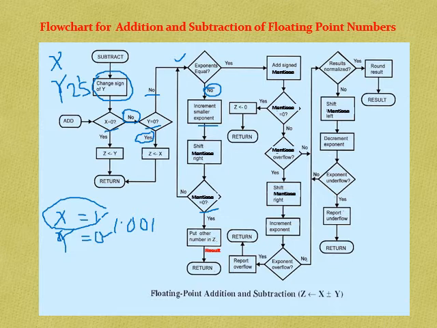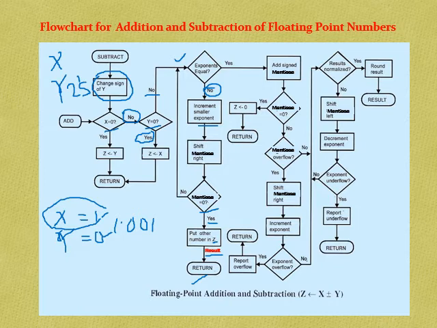So now if the mantissa is equal to 0, that means yes, put the other number in Z. That means the other number is the result. So the result will be the other number, and it is kept in Z and returned. Return means the operation is complete.